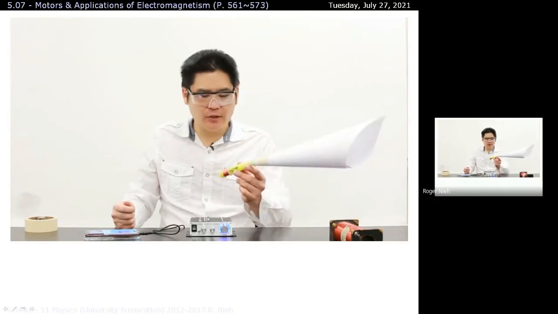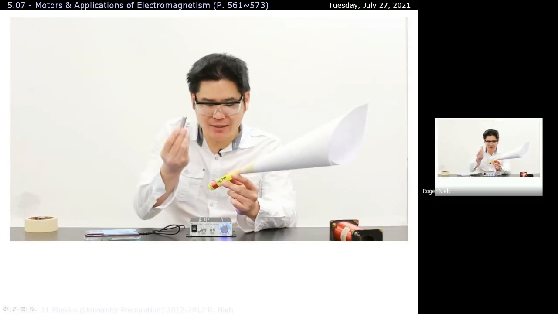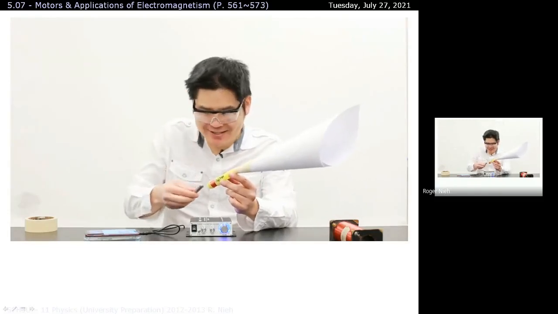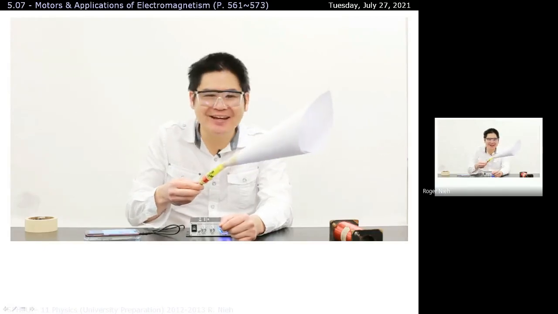Now, of course, I'm not going to hear anything because even though the electromagnet is working, it's not pushing or pulling away from any permanent magnet. So once I incorporate the permanent magnet into this setup, now we get some music.